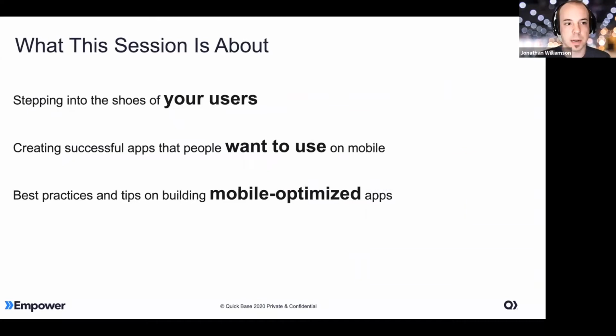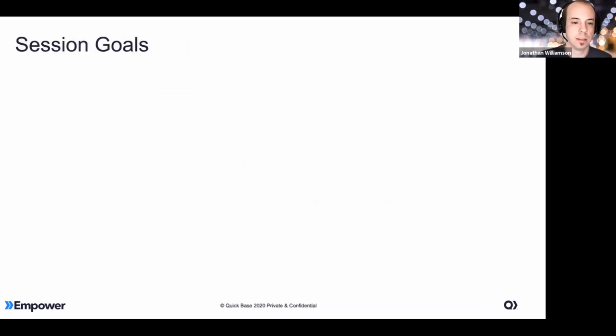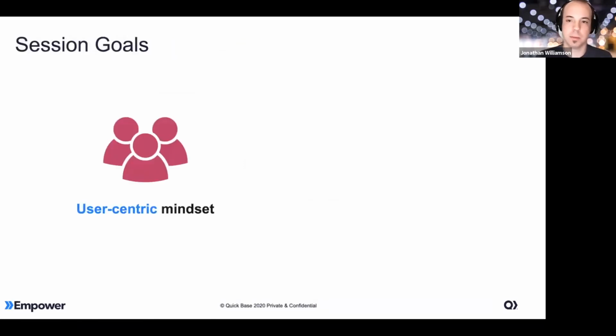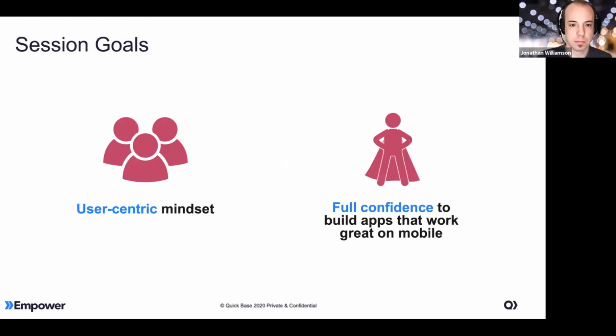So what this session is about is stepping into the shoes of your users, creating successful apps that people want to use on mobile, and finding best practices and tips for building mobile optimized apps. Some of our goals here are to give everyone involved a user-centric mindset. And what that means is while you're building apps, you're not only thinking of how am I going to use this, you're going to be thinking of how are my users going to use this app. And we're going to give everyone who leaves this session full confidence to build apps that work great on mobile.